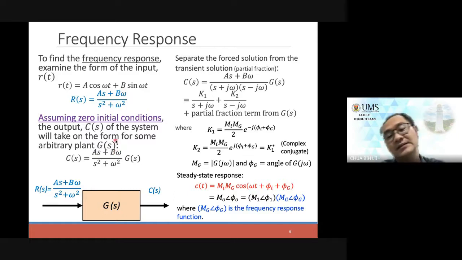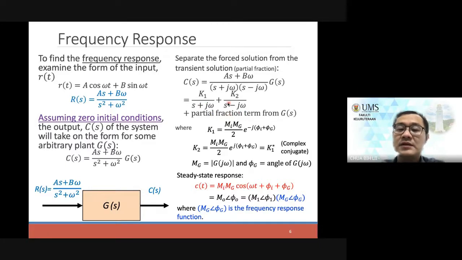Therefore, the output would give us this form as well, the same output: (As plus B omega) over (s squared plus omega squared). But the output would require us to multiply by the transfer function, G(s). So for us to separate the forced and the transient solution, we separate it by taking the partial fractions.